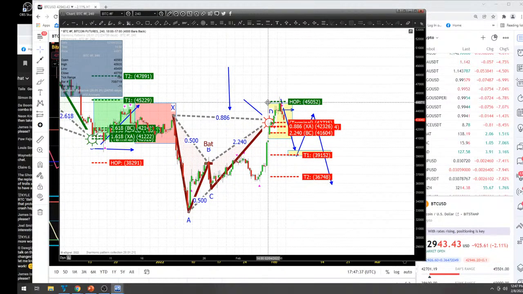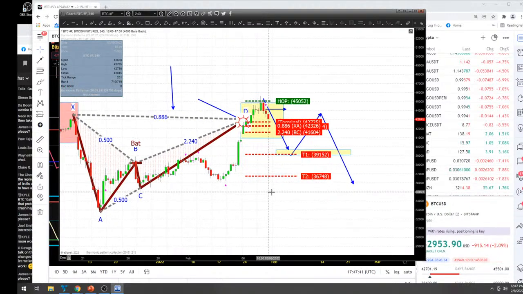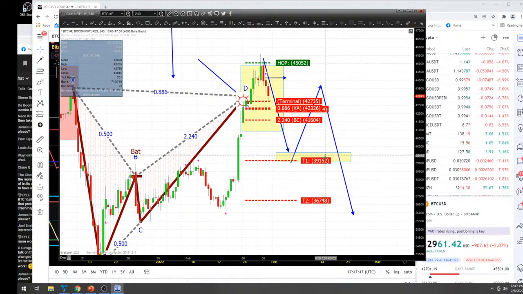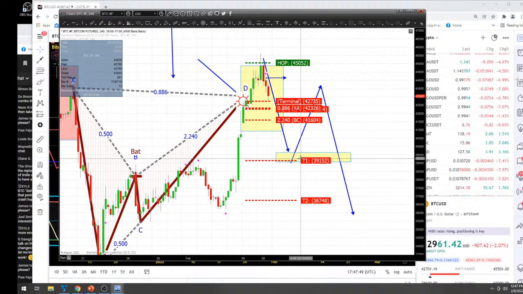For now, what that bat pattern on Bitcoin tells me is they're capping that at 45, 44,000 for now, and I would look for this retest down to target 139 and not be surprised when that happens. It's going to take time.